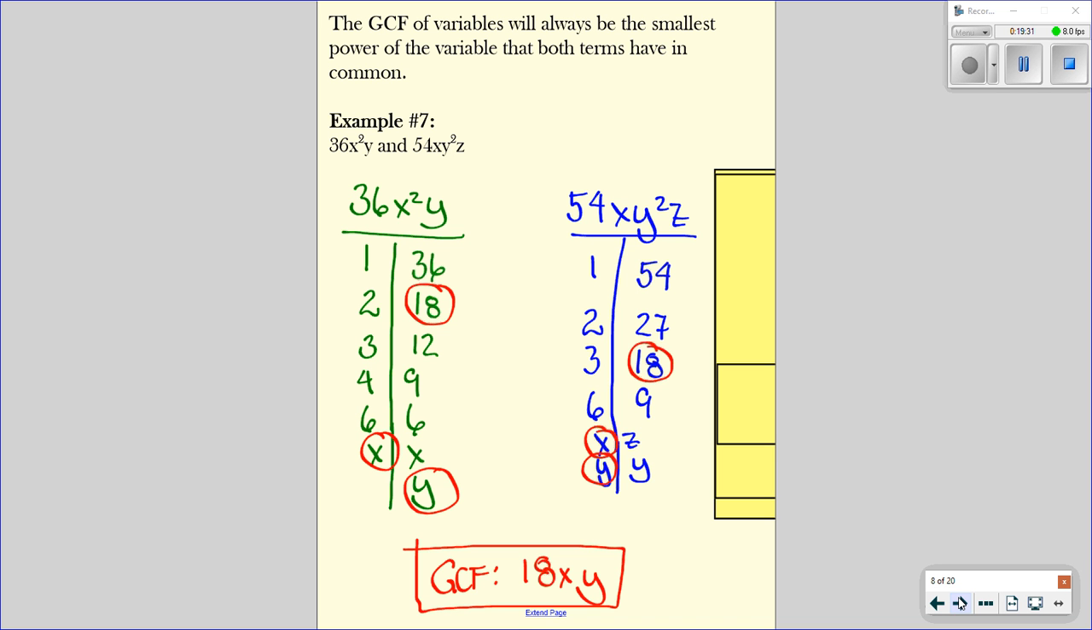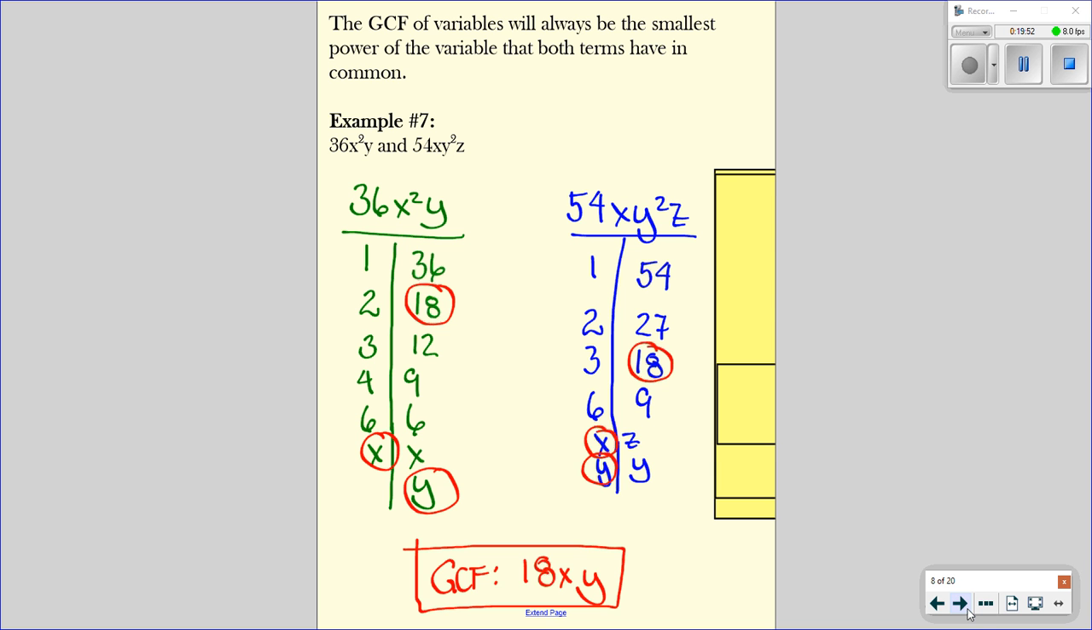And when you're dealing with variables in the term, you look for the ones with the lowest power. So that's what they will both have in common. If you have one that has x cubed and another one that's x squared, what do they both have in common? X squared, because one has 3, one has 2, but they do share 2 in common.